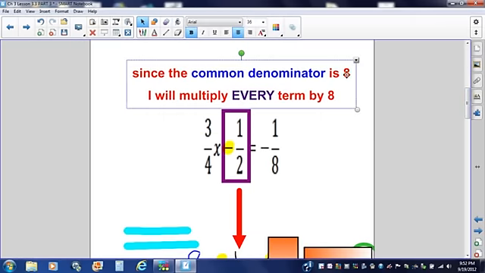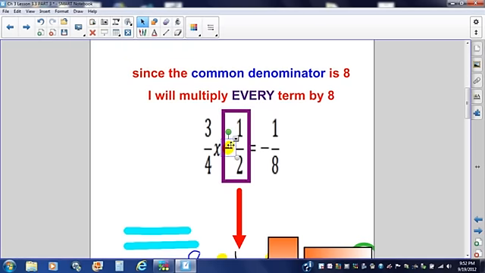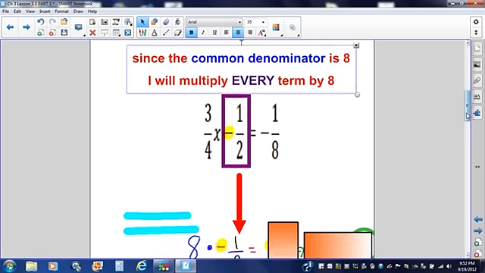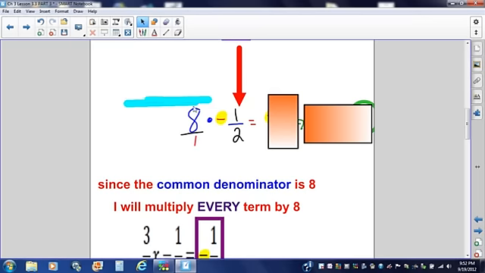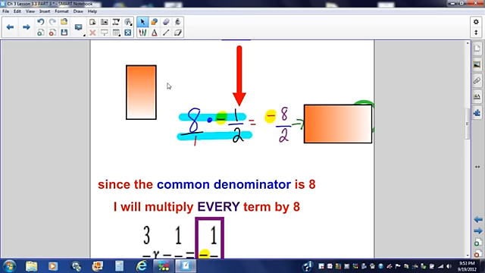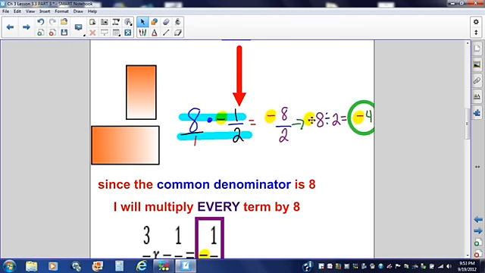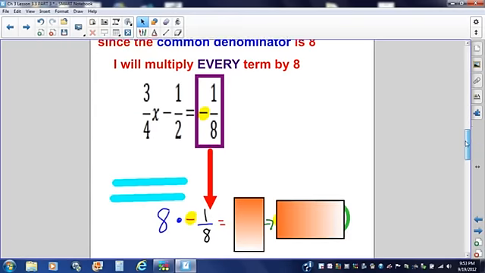Since the common denominator is 8, I will multiply every term by 8. So now I'm going to multiply my negative 1/2 x by my common denominator, which is 8. Just like I did before, make it a fraction by giving it a denominator of 1. Now, top times top, bottom times bottom. Multiplying fractions ain't a problem. 8 times negative 1 is going to give me negative 8. 1 times 2 gives me 2. This really means negative 8 divided by 2. Negative 8 divided by 2 equals negative 4. Put a circle around it, or a box. We'll come back to it.